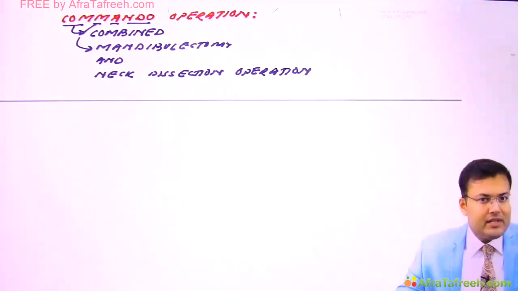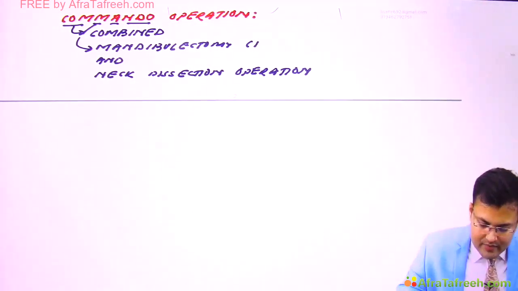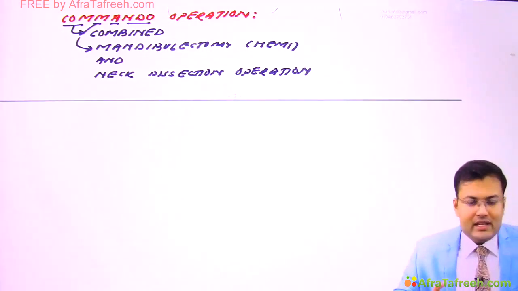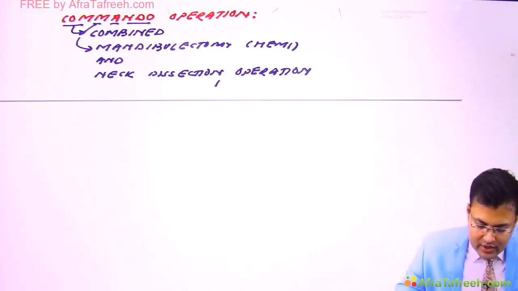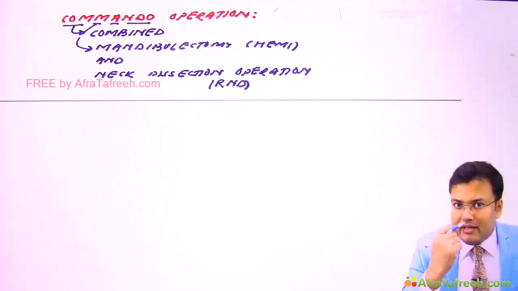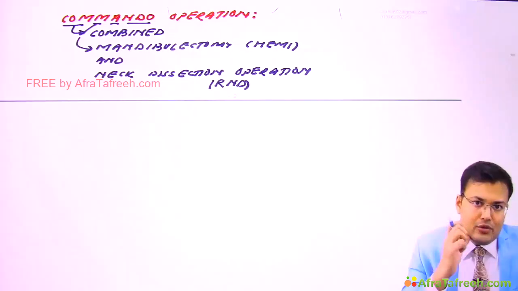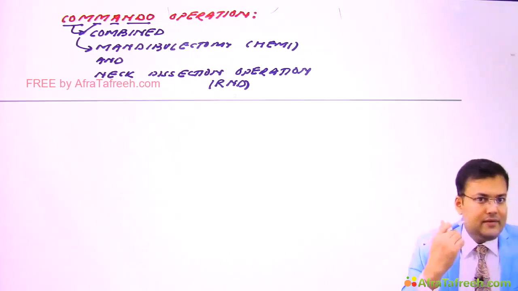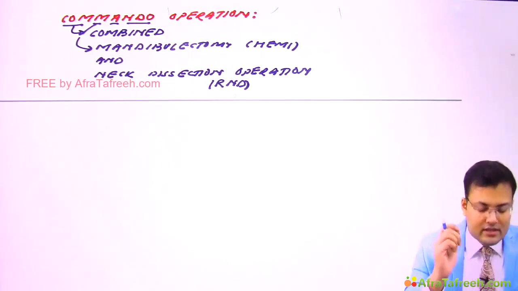We perform mandibulectomy. So what kind of mandibulectomy is done? It's hemimandibulectomy. We have to dissect the floor of mouth, and there is neck dissection operation. So what kind of radical neck dissection? Imagine the malignancy is in the tongue and it is involving the mandible. It is fixed to mandible and it is infiltrating the floor of mouth. So what is the surgery done?